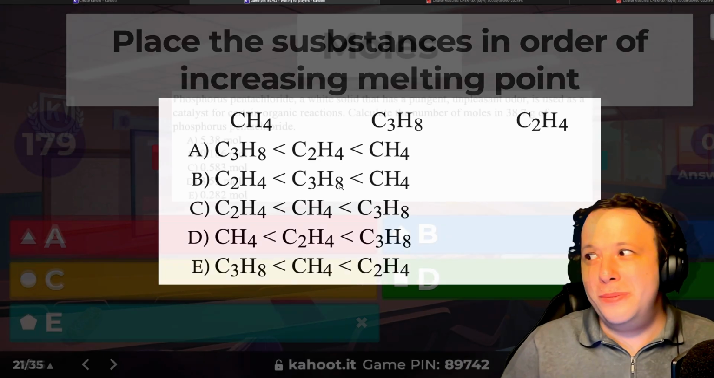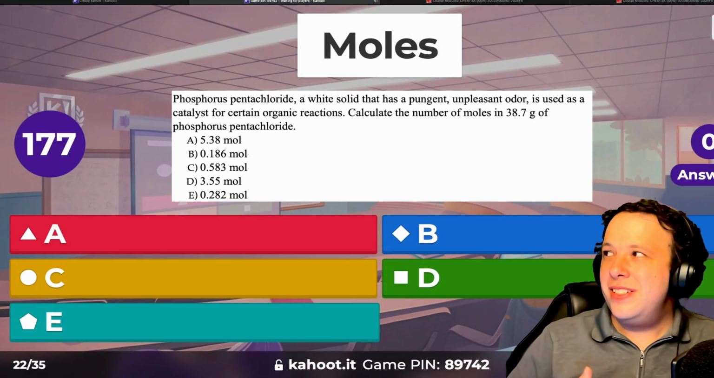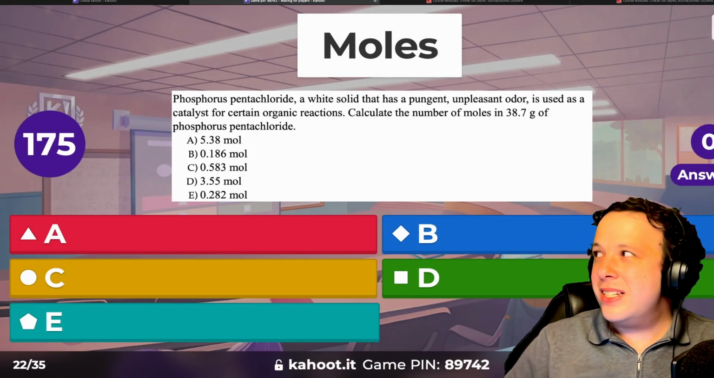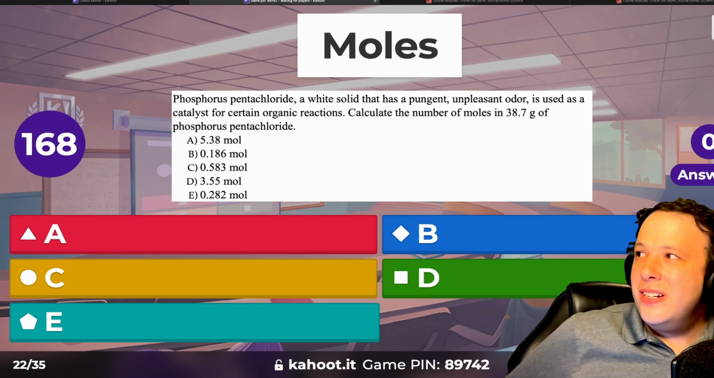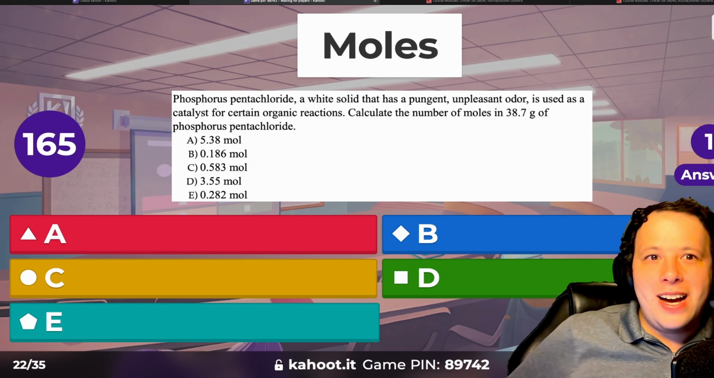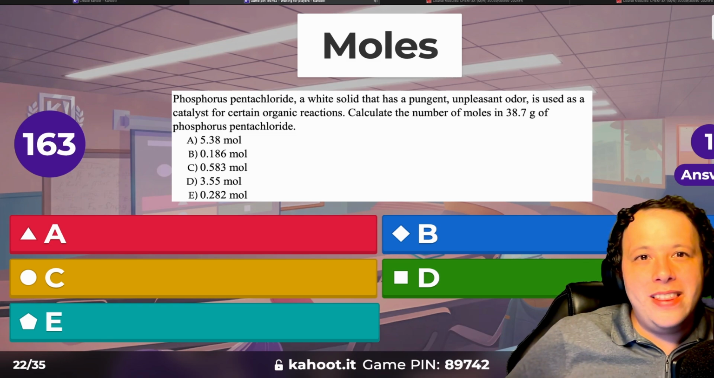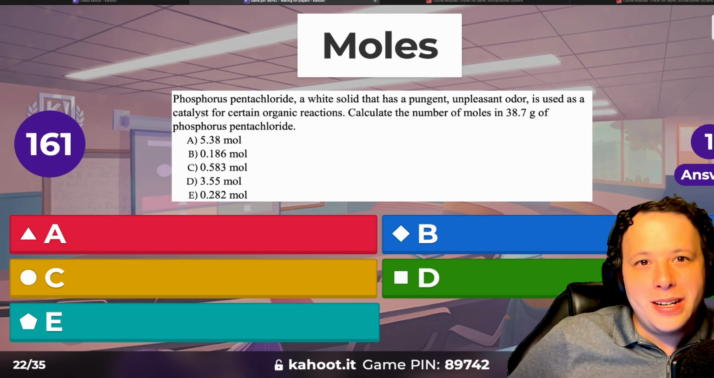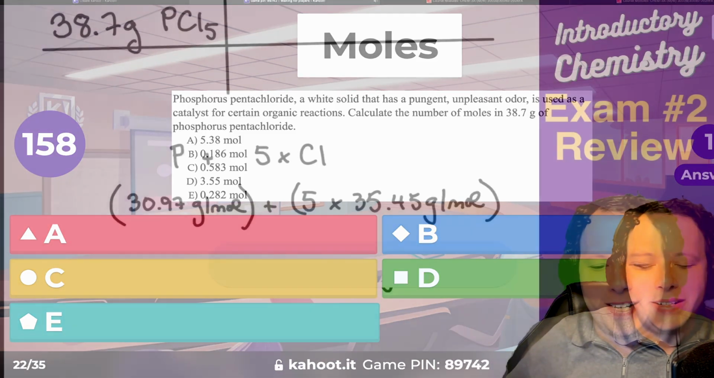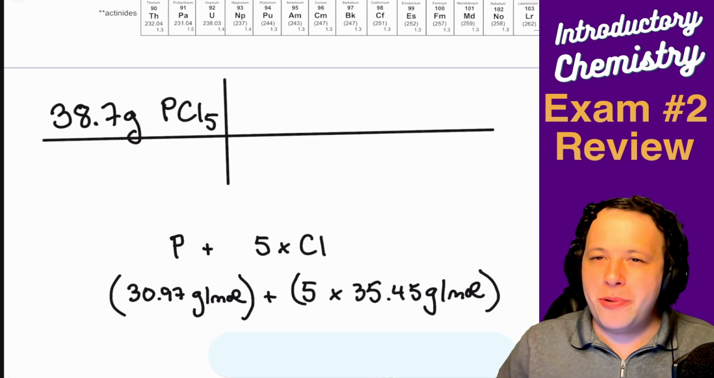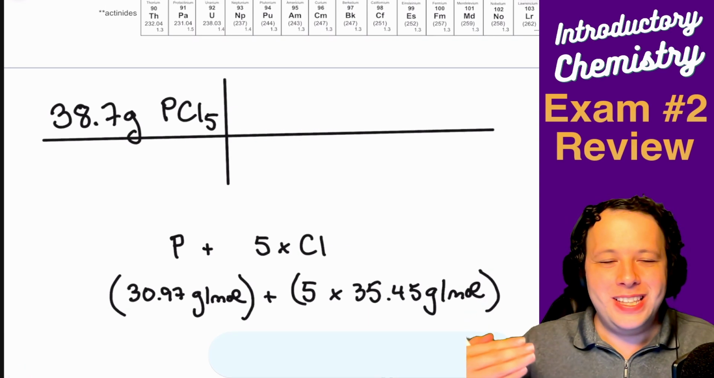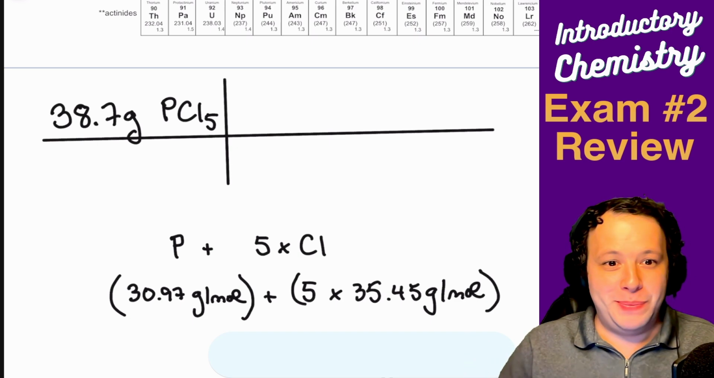So D would be the answer. Phosphorus pentachloride is a white solid that has a pungent and unpleasant odor, and it's used as a catalyst for certain organic reactions. Calculate the number of moles in 38.7 grams of phosphorus pentachloride. So the very first thing we've got to do: it was a really wordy problem that really just said in the end that we were going to go from grams to moles, which was the entire idea of this one.